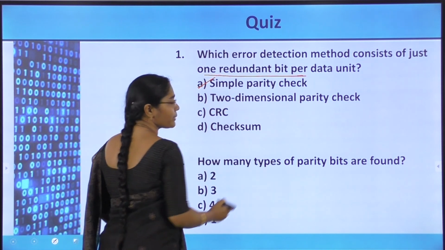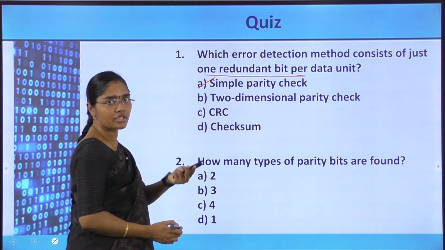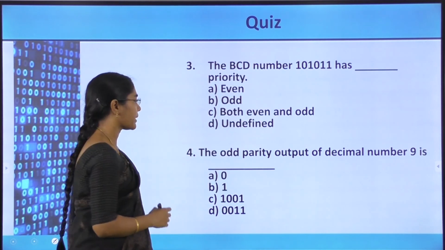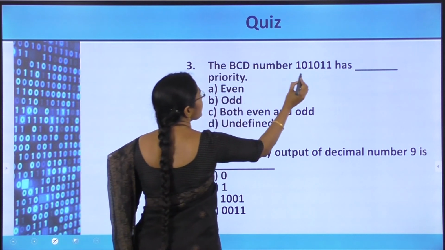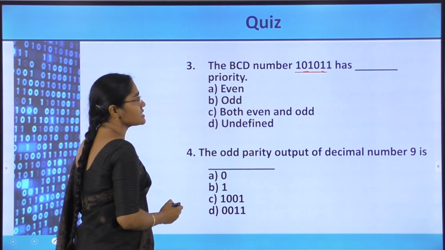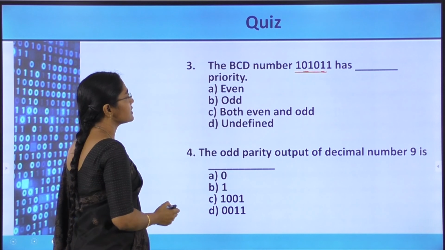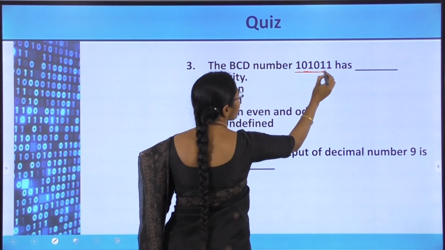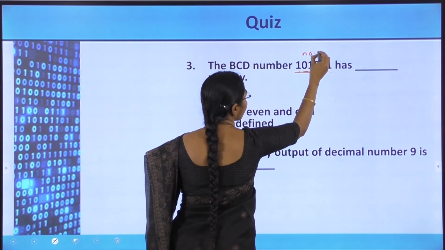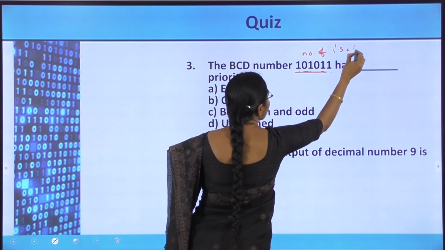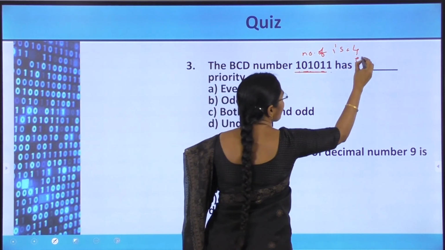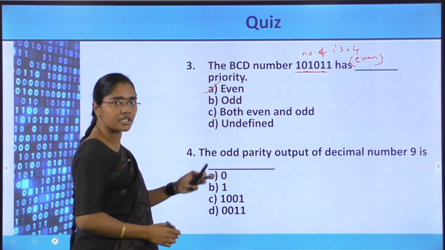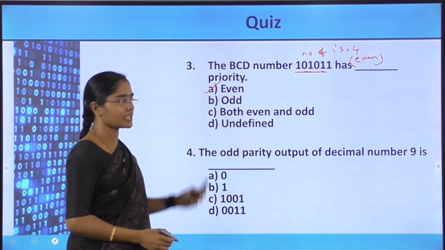Next, how many types of parity bits are there? We have seen already, only 2 types: even parity and odd parity. Then the number 101011 has dash parity, even or odd? Just count the number of ones. The number of ones is 4, which is an even number. So since it is even, definitely that number has even parity.